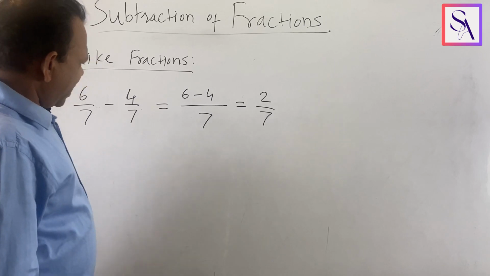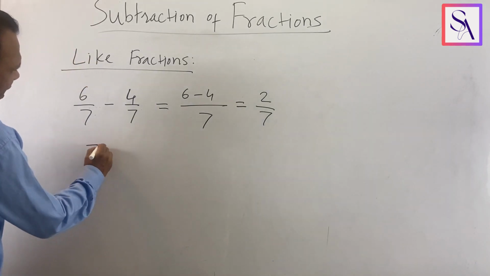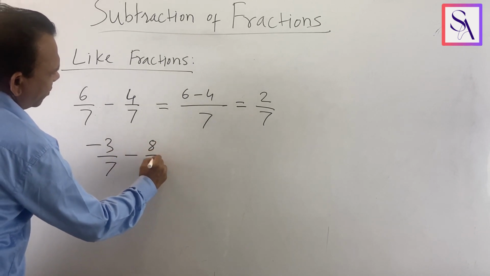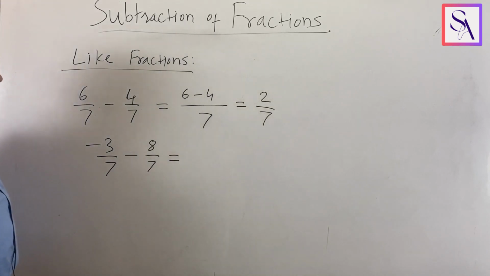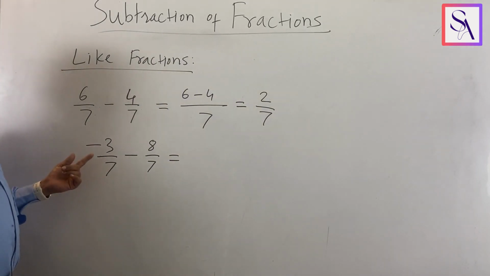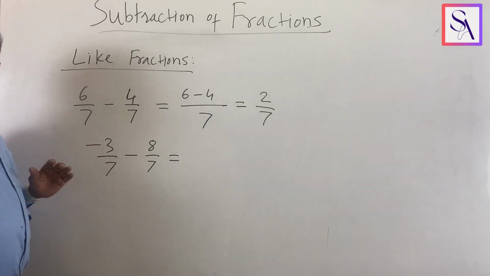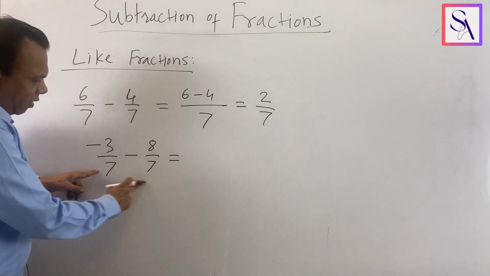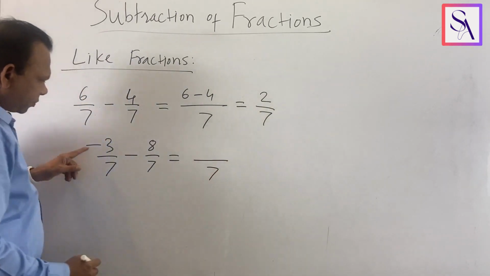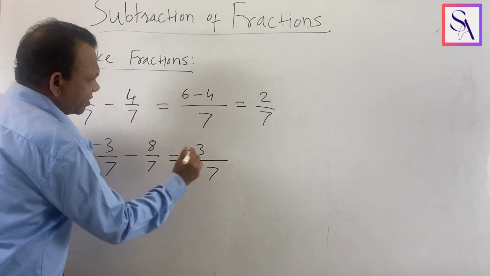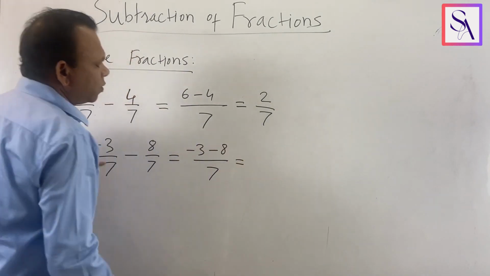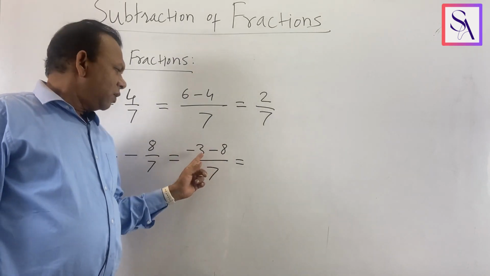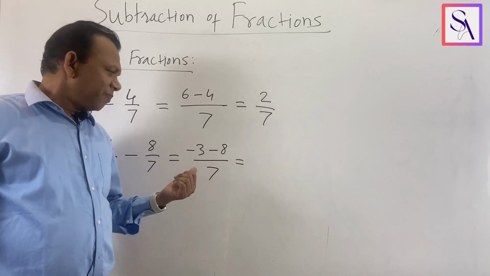Now in this, if signs are coming, like minus 3 by 7 minus 8 by 7, then how will you do it? In fractions you can get negative numbers as well, so do not worry if you get a negative number. You have to do the same method. Take one denominator, that is 7, minus 3 is there, minus 8. Now you need to solve minus 3 minus 8. So minus 3 minus 8, what is the answer?